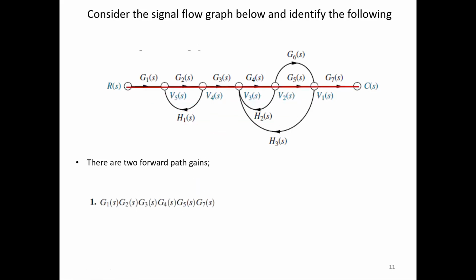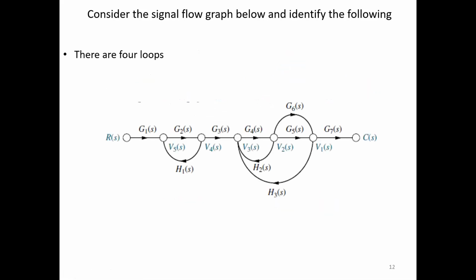As I said, there are two forward paths. The first path we have identified, the red line you can see, is G1, G2, G3, G4, G5, G7. That is one forward path I have identified, and the path gain I have mentioned. Next, what is that blue line we have? G1, G2, G3, G4 and G6, G7. That is the other forward path.